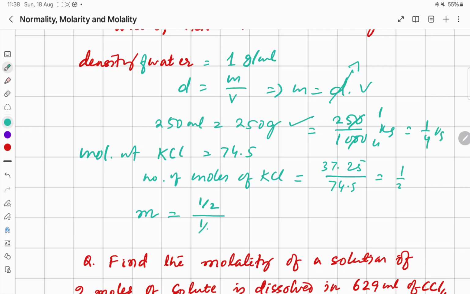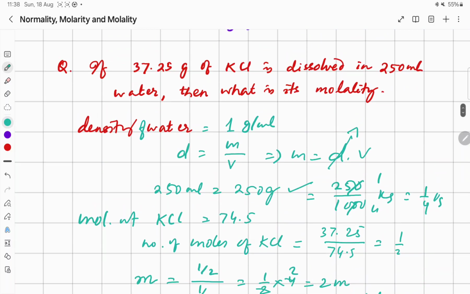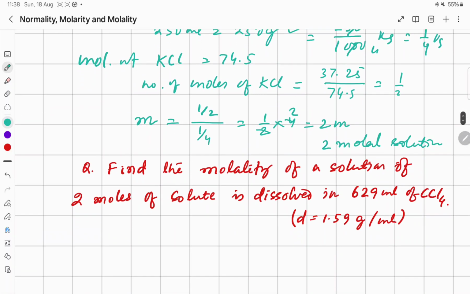So 1 by 2 by 1 by 4 is equal to 1 by 2 into 4, 2 m or 2 molal solution. So in this way you can calculate the molality.